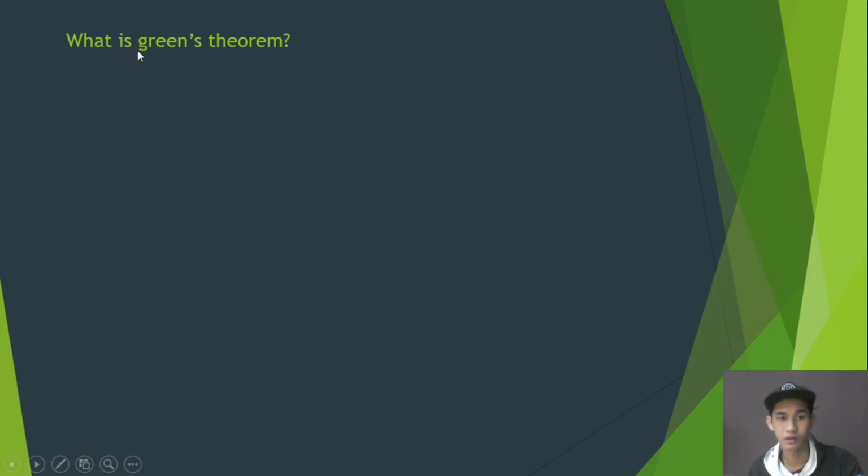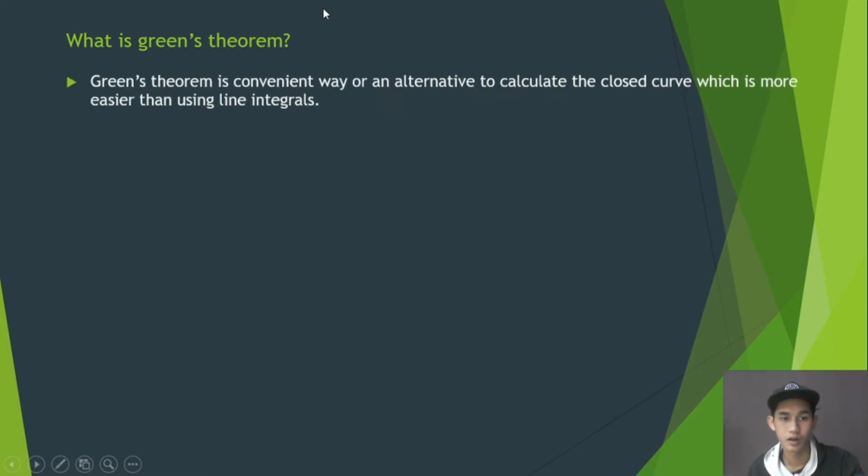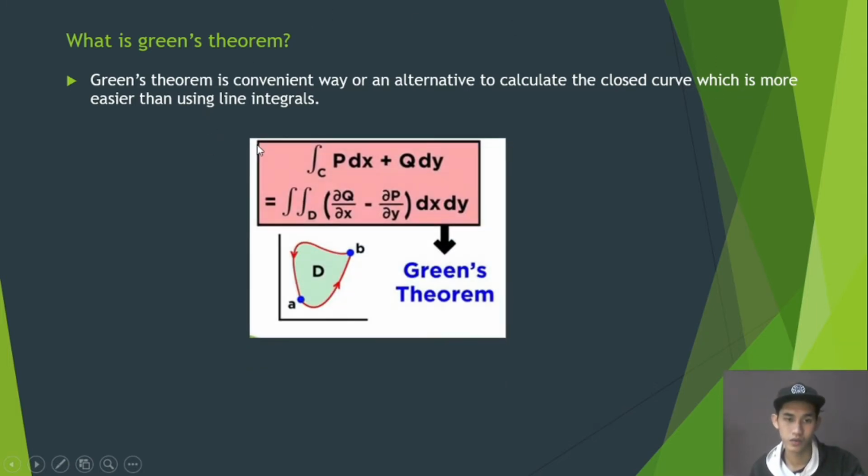So what is Green's theorem? It is a convenient way or an alternative to calculate the closed curve, which is easier than using line integrals. If you can see here in the red box, this is the formula for Green's theorem, and this is the example of diagram where we can apply Green's theorem.